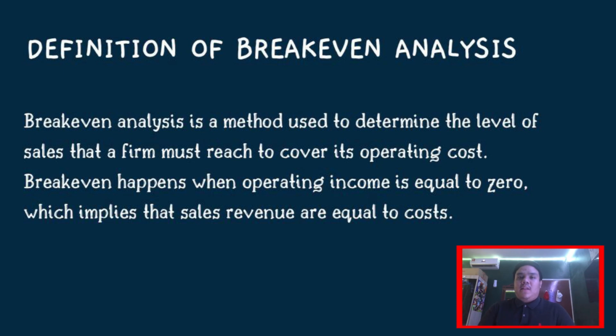Lastly is the definition of break-even analysis. A break-even analysis is a method used to determine the level of sales that a firm must reach to cover its operating cost. Break-even happens when operating income is equal to 0, which implies that sales revenue is equal to cost.